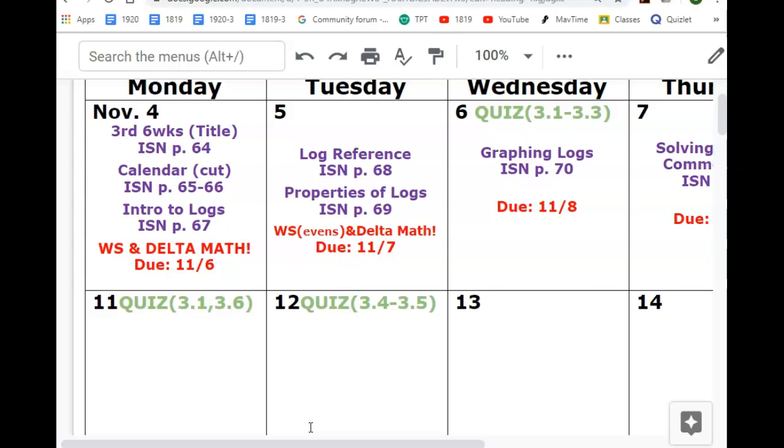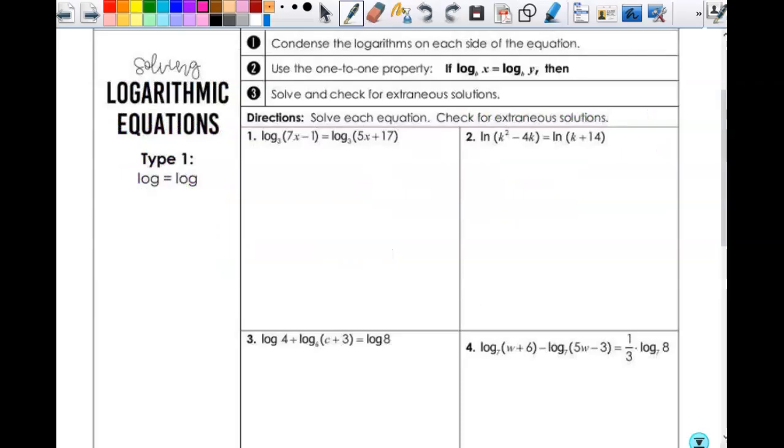We're good? All right. So now we're going to solve logs, and the first type of situation we can come across is where a log equals a log. And so we condense the logarithms on each side, so you just have one log on each side. Then you use the one-to-one property. The log one-to-one property says if log base b of x equals log base b of y, then what? x equals y. Okay. And then it says solve and check for extraneous solutions. This part we weren't doing with exponentials, but you have to do with logs.